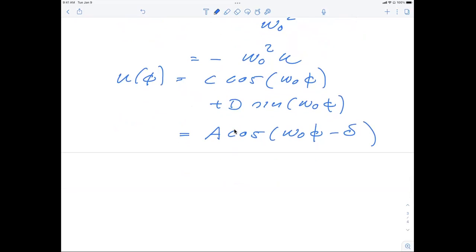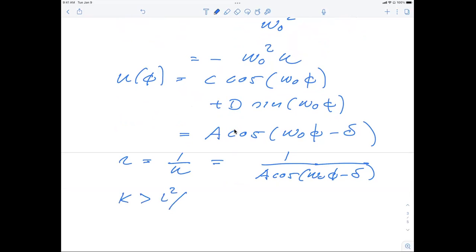So if we now look at the radius, then the radius is actually 1 divided by u. So that means that what we have now is 1 divided by a times cosine of omega 0 phi minus delta. And we could now make an assumption that this k is larger than L squared divided by mu, just as an example. Then we know that the constant, k times mu over L squared, is larger than 0.